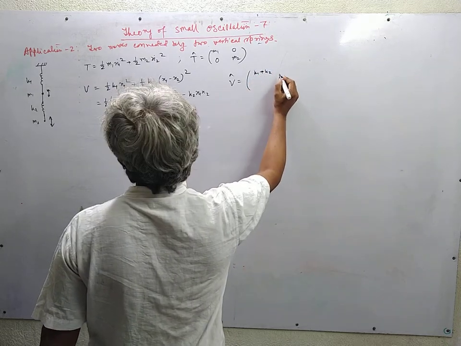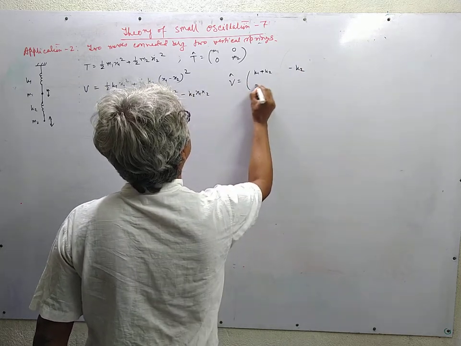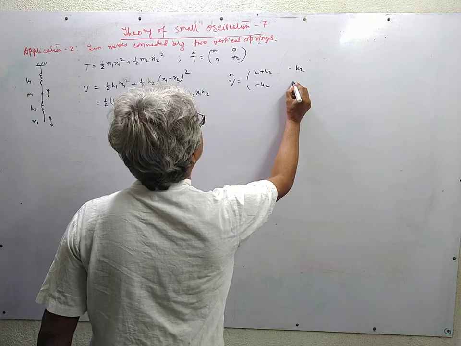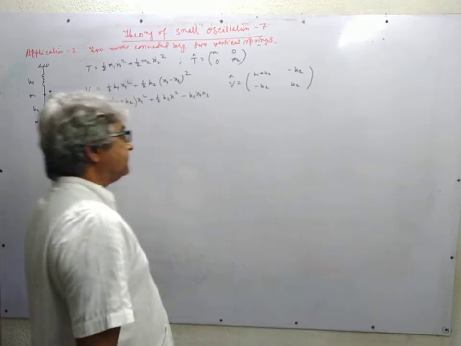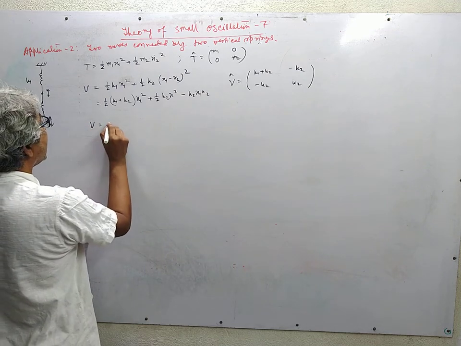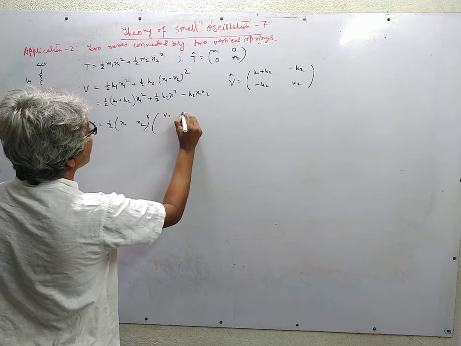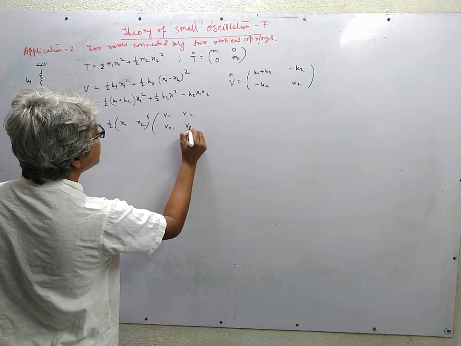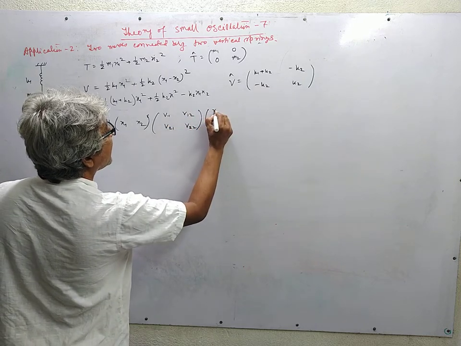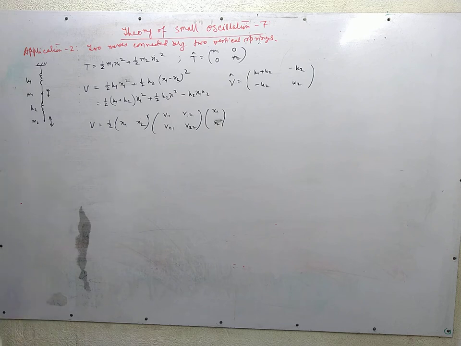So the matrix for the potential energy is k1 plus k2, minus k2, minus k2, and k2. This is the potential matrix for potential energy. Recall that this V is written as half x1, x2, V11, V12, V21, V22 times x1, x2. So which leads to this matrix form. And the eigenfrequencies and other things can be obtained very easily.